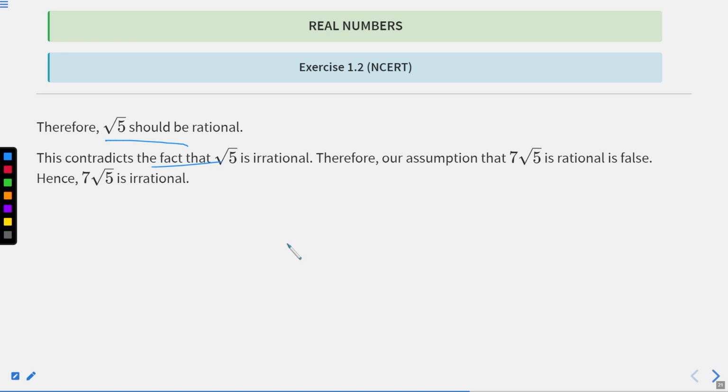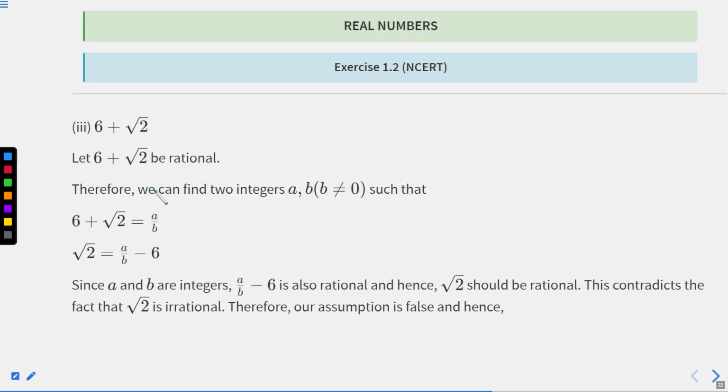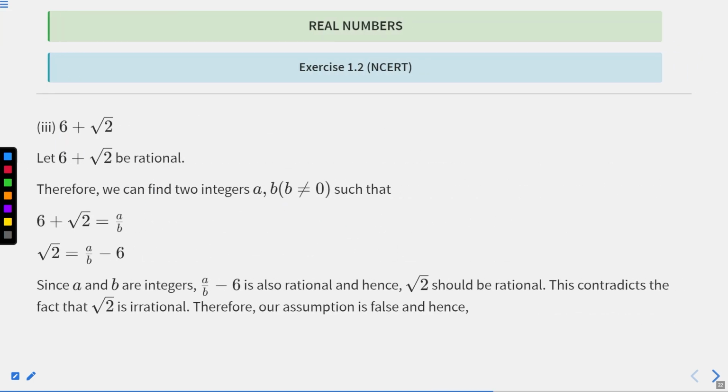Therefore our assumption that 7 times root 5 is rational is false. Hence 7 times root 5 is an irrational number. Now we have to prove 6 plus root 2 is an irrational number. Let us consider by contrary that 6 plus root 2 is a rational number.